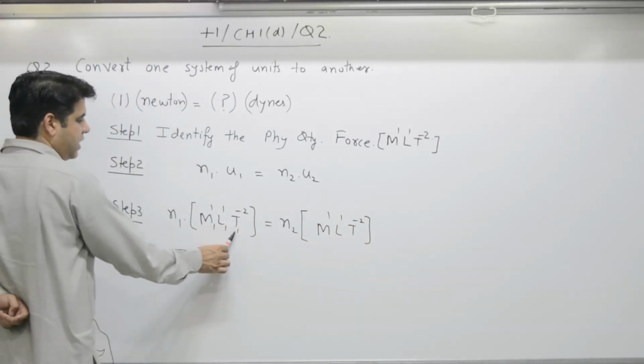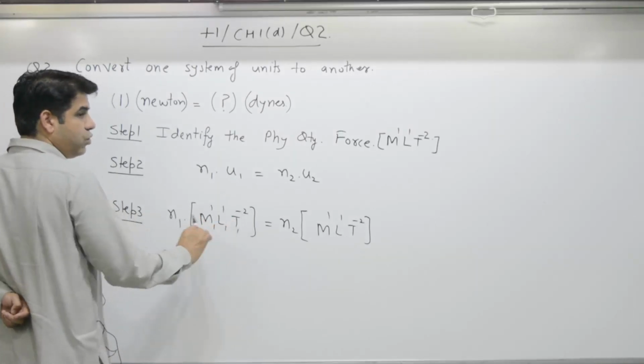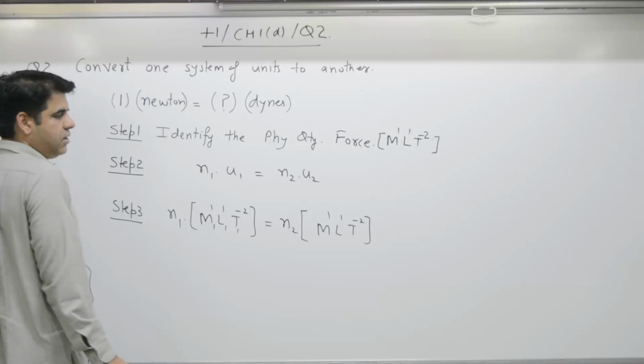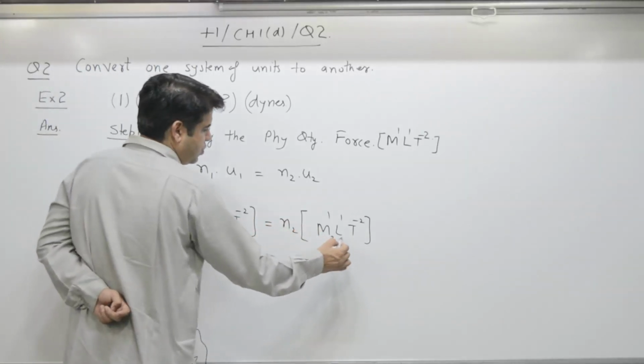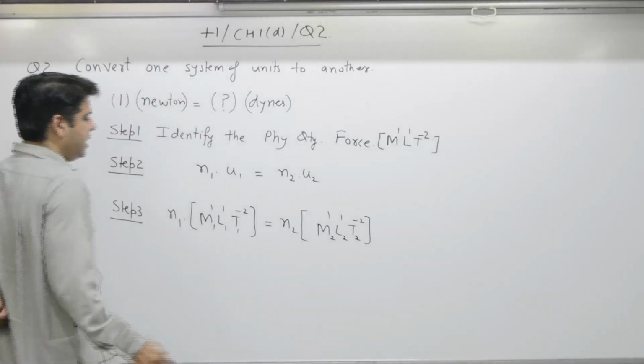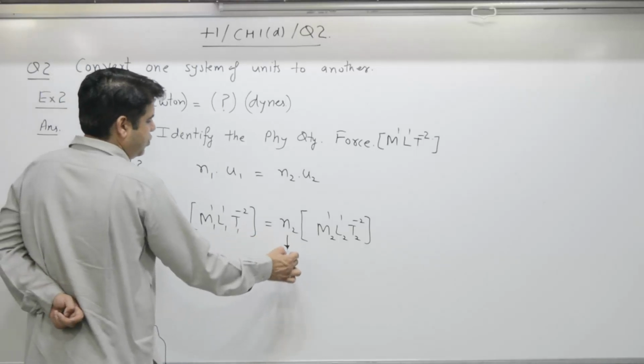You need to mark this 1 later on. That means don't write like M1 1, L1 1, T minus 2 1. Don't write this like this. First write dimensions, then say system 1 and system 2. N1, 1 Newton. N1 is given 1. N2 you have to find out.